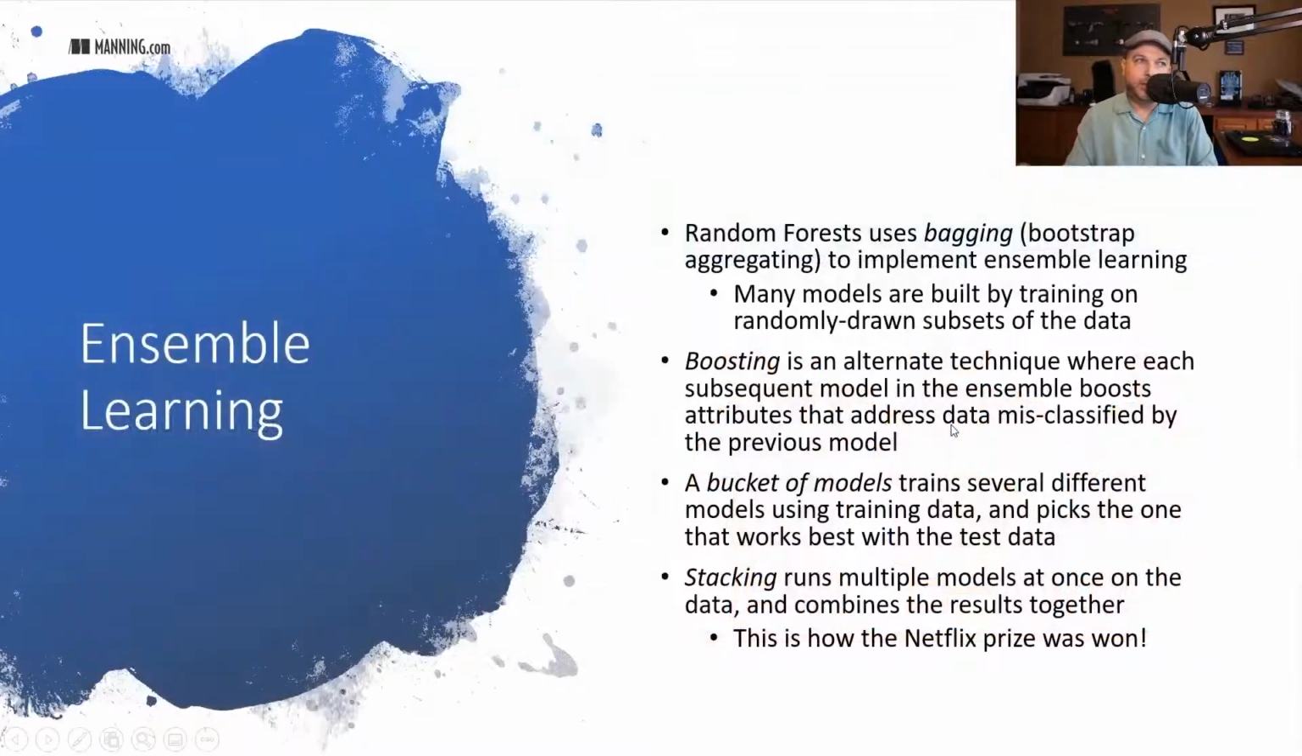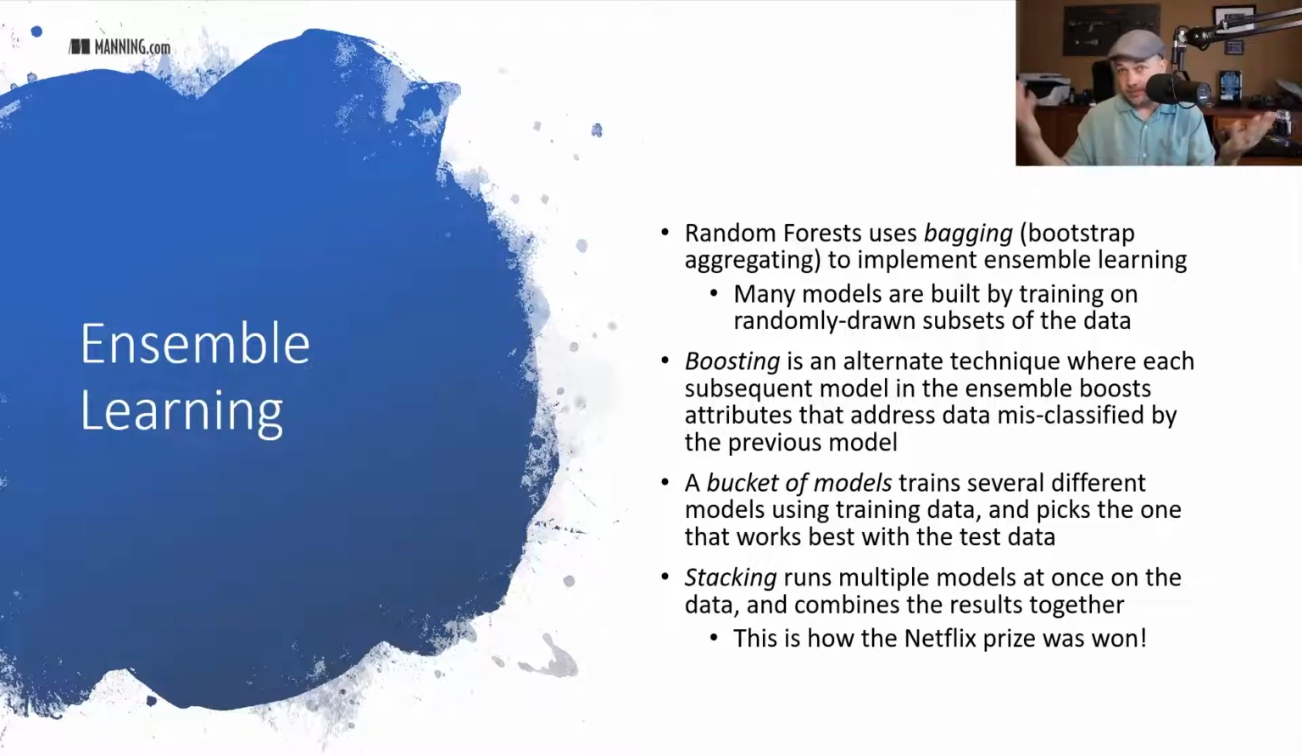And there are several different flavors of ensemble learning as well. So the random forest we just looked at uses bagging, bootstrap aggregating. The idea there is that we use many models built by training on randomly drawn subsets of the data. So in bagging, we're just creating a bunch of different models using different samples of the data and letting them all vote on a final result. That's bagging. That's not what XGBoost does.